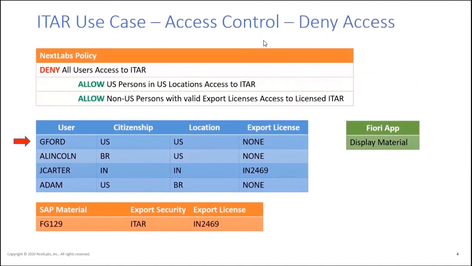The NextLabs policy that we will associate with this is a top level deny policy that has two top level exceptions. The first exception allows only US citizens within the US to access the file. The second being that anyone with a corresponding export license that matches that file will also have an exception. If someone does not meet either of these two requirements, they will be denied access to the file and will receive a user denied message.